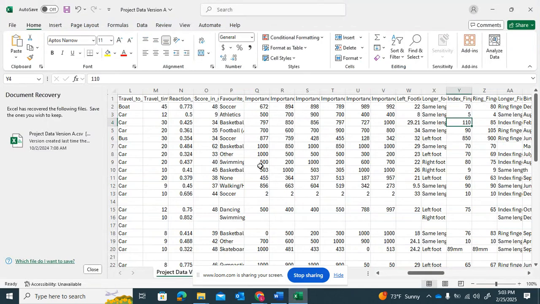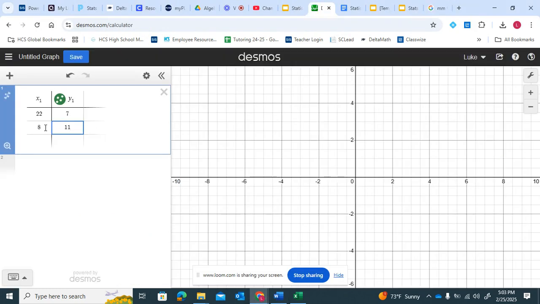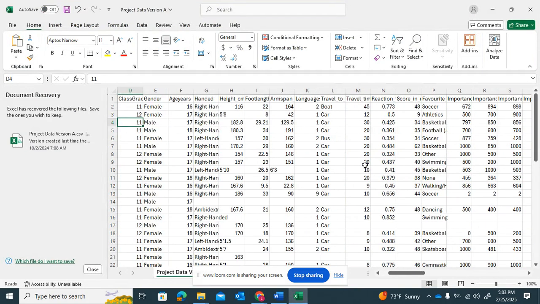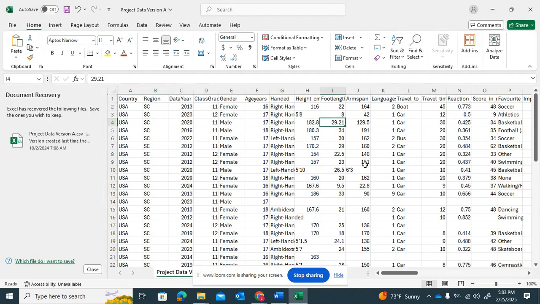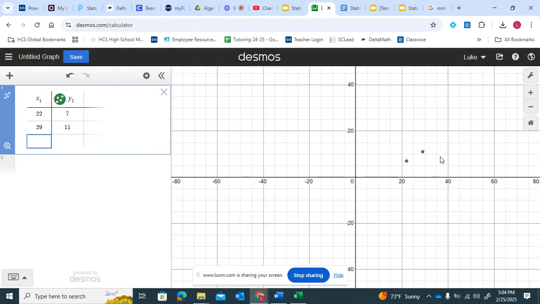So let's do this. Do the next one. They have an index finger of 110. So what is 110? It'd be 11 centimeters. That's kind of big. That's all right. We'll do 11, and then let's figure out what their foot length was. Their foot length was 29.2. Let's just call it 29. Make things easier. Okay, so you do that 15 times, and you could zoom out, and you should be able to see your data.